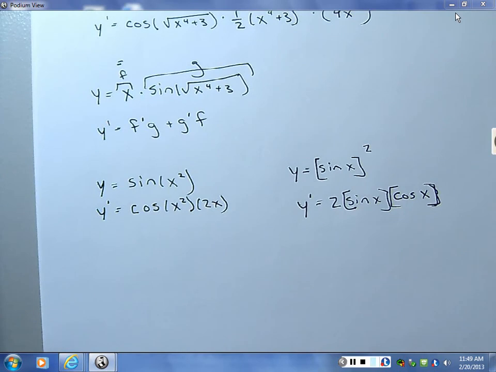Question? On that second one, if it was like 2x, yeah, if this was 2x, then this would be 2 sine of 2x times cosine of 2x times 2. She did outside function first.